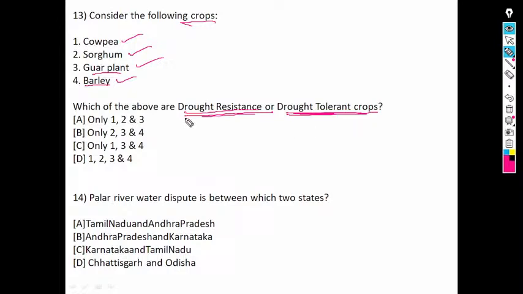Drought resistant, drought tolerant crops. Only 1, 2, 3; only 2, 3, 4; only 1, 3, 4; or 1, 2, 3, 4. Coffee, sorghum, guar plant, and barley. Then your answer is, barley is not there, then the other three. So the answer is A.